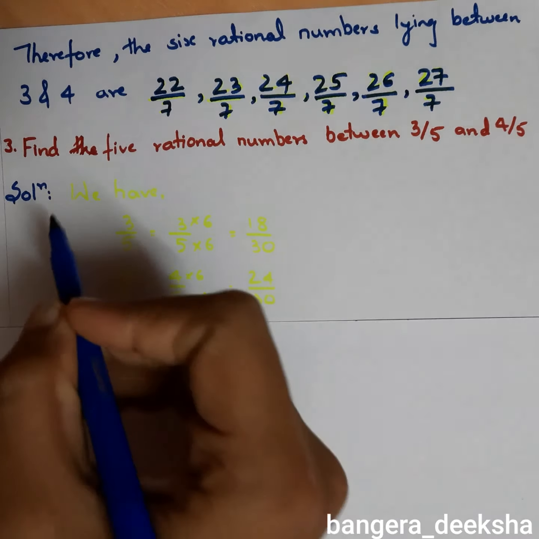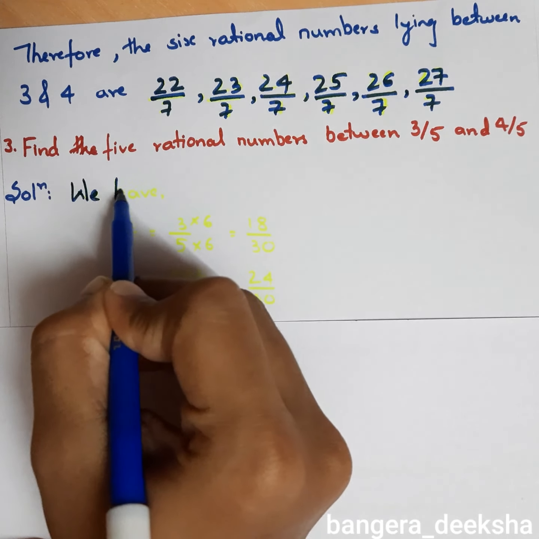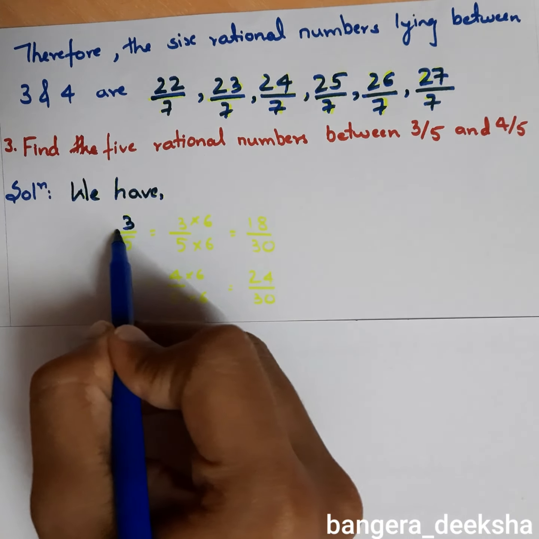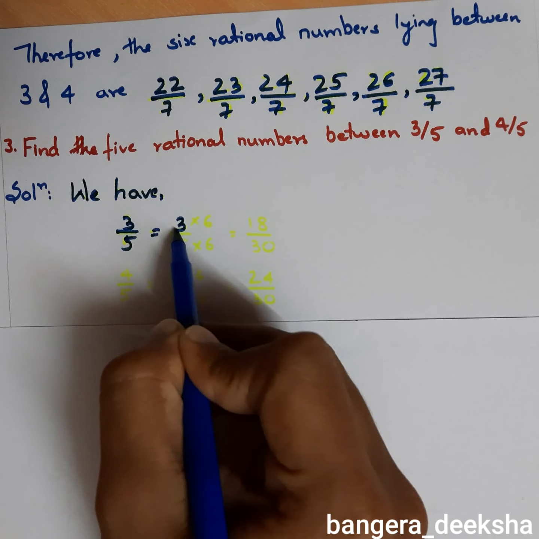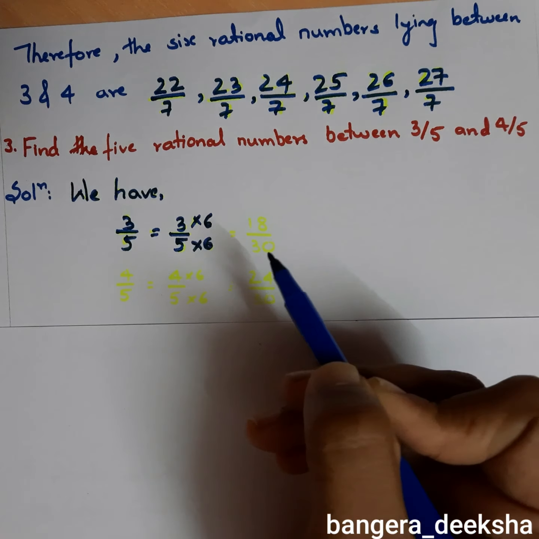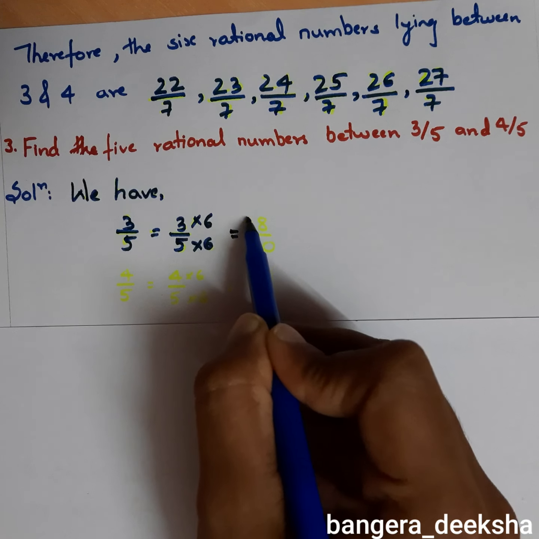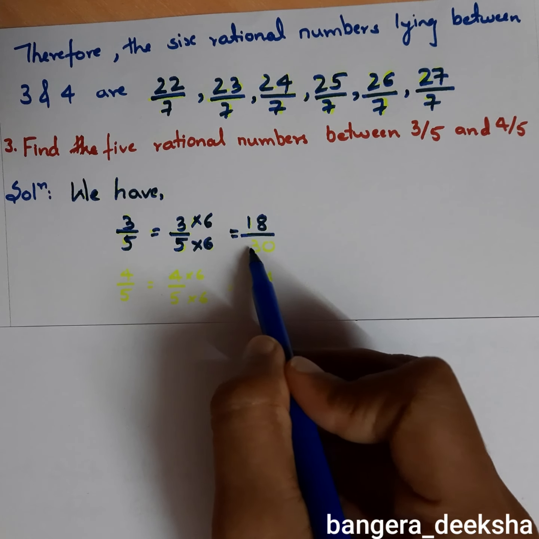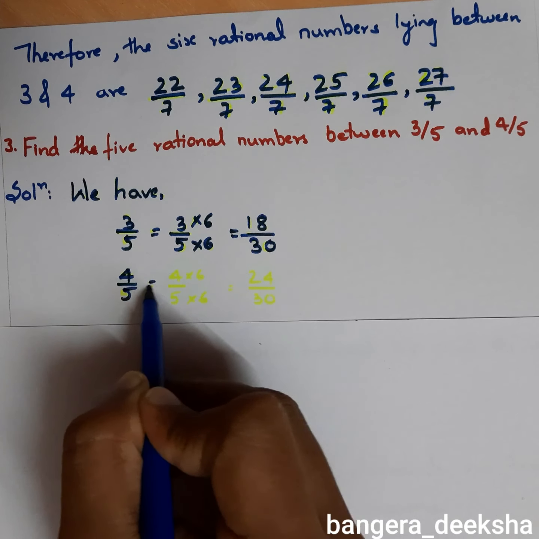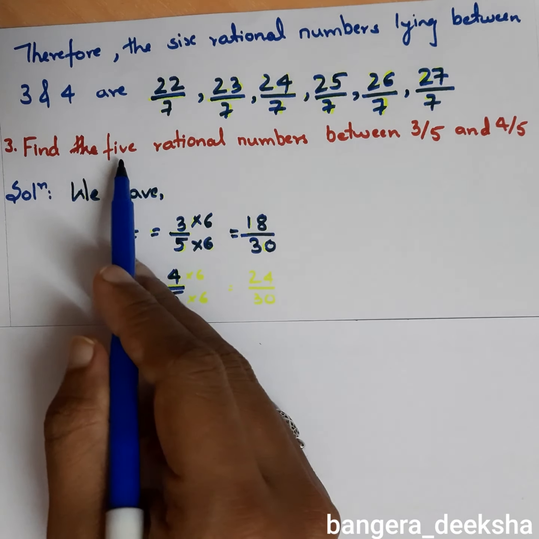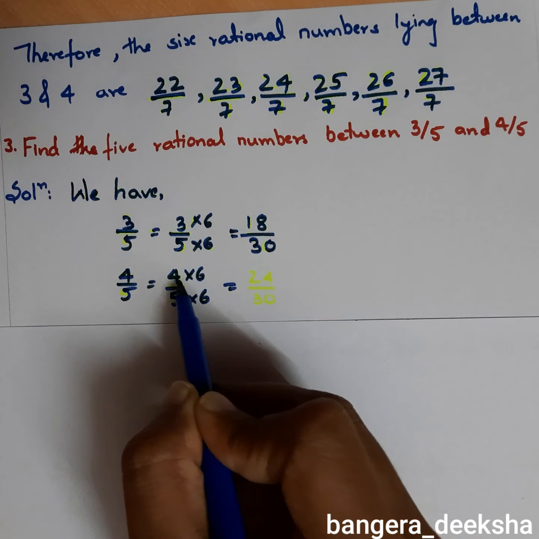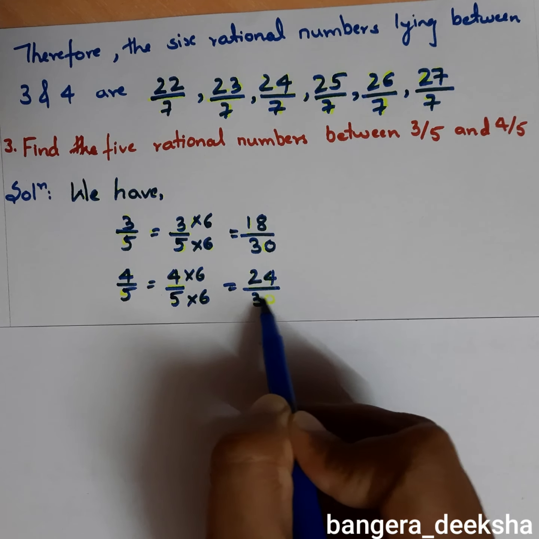In the solution, we will write: we have the first number 3 by 5. Since they are asking for 5 rational numbers, we will multiply both numerator and denominator by 6. We will get 6 3s are 18 divided by 30. Similarly, the number 4 by 5: 5 rational numbers, so one more than that, multiply by 6. So you will get 4 6s are 24 divided by 30.